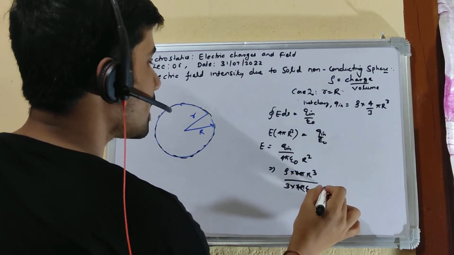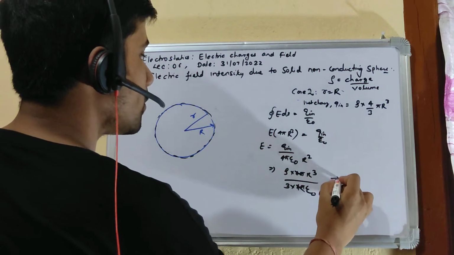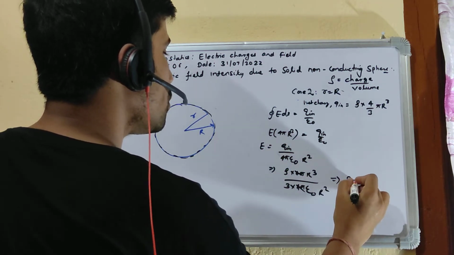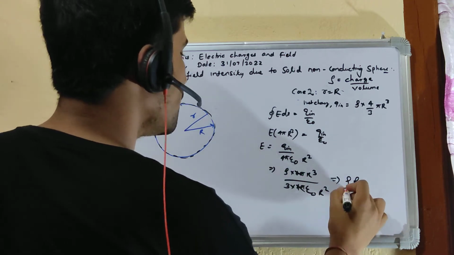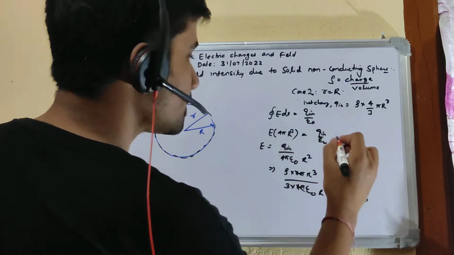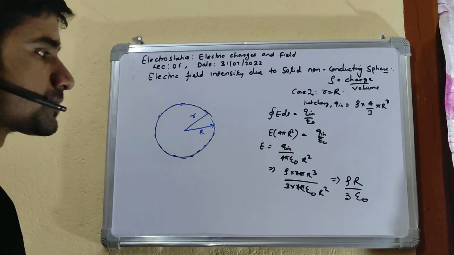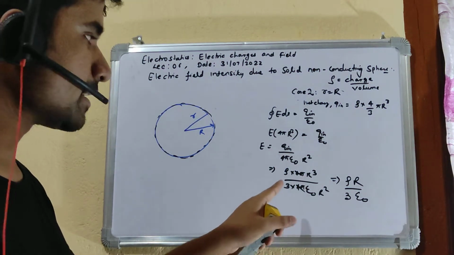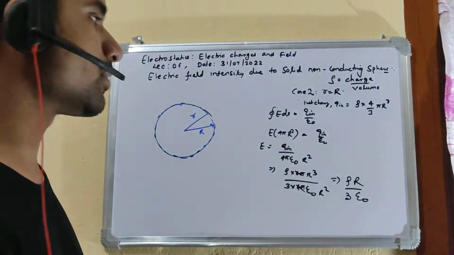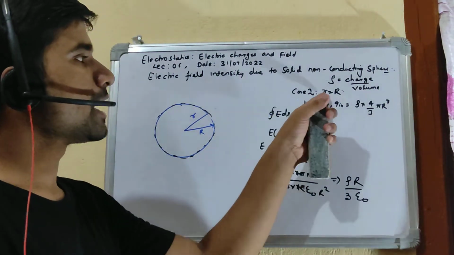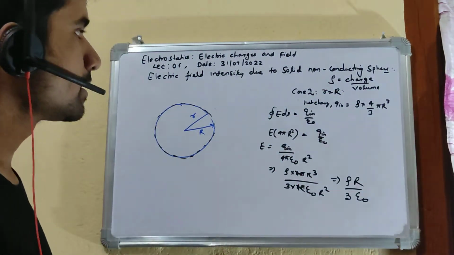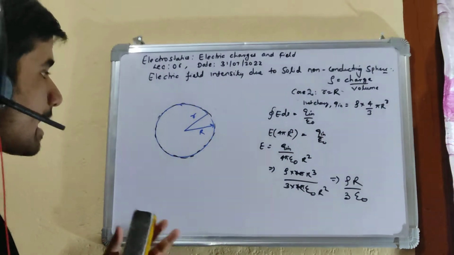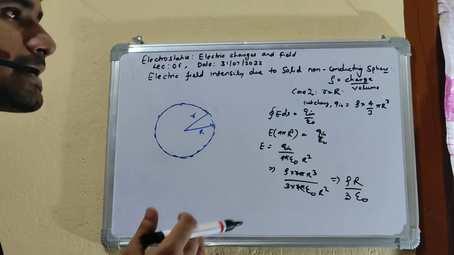4 pi will cancel each other, R will cancel each other. So what does it become? R square will cancel each other. It becomes rho R by 3 epsilon naught. Clear? My calculation is right, it becomes rho R by 3 epsilon naught, right? For the case where r is equal to R, right? Now, let's say this r is less than R and I need to calculate inside this sphere.